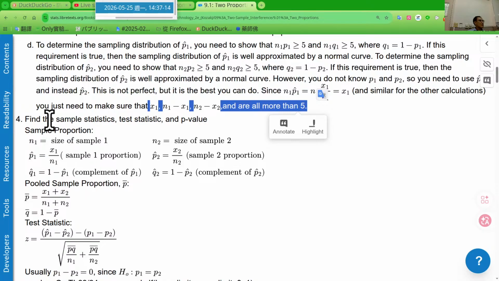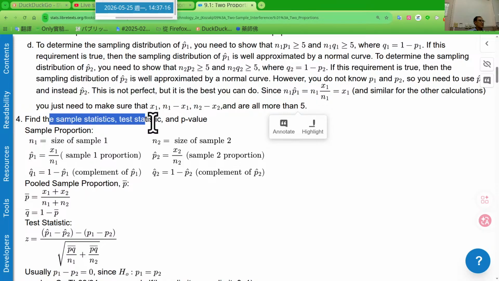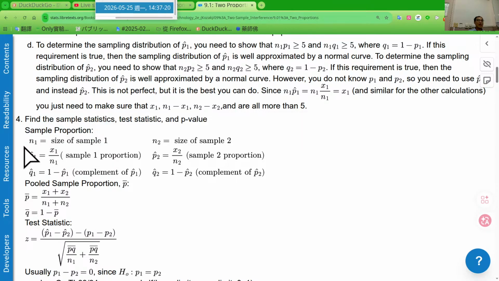Next, find the sample statistics, test statistic, and p-value. Sample proportion: n1, size of sample 1; n2, size of sample 2; P1 hat is x1 divided by n1. Again, the number of successes divided by the total number is P1 hat. The same way for P2 hat.